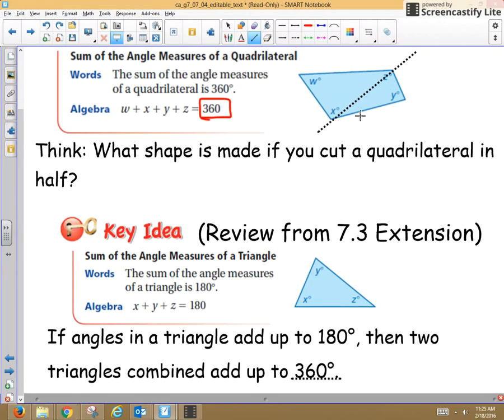Therefore, if we cut a quadrilateral in half, you have two triangles. So you can see that if we put two triangles together, it would make a quadrilateral. So I want you to see that relationship there. If you need to, copy this down for your own benefit.